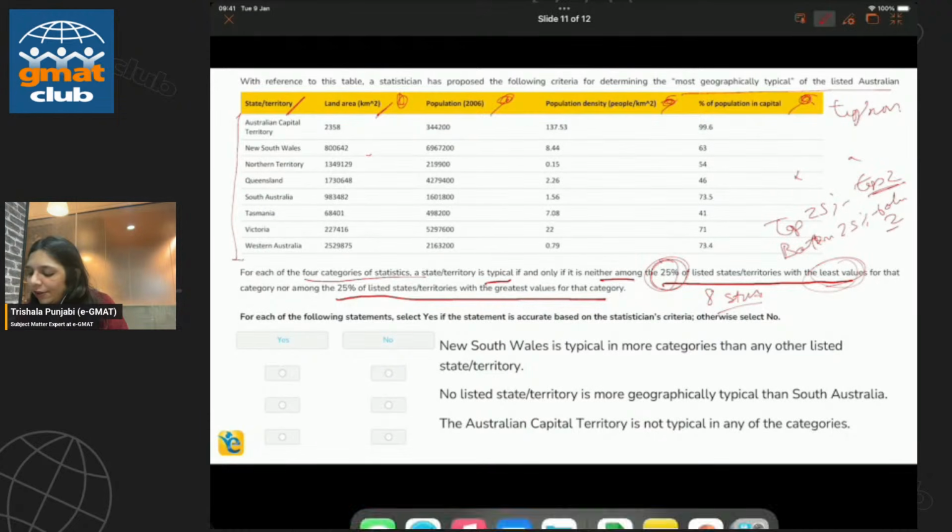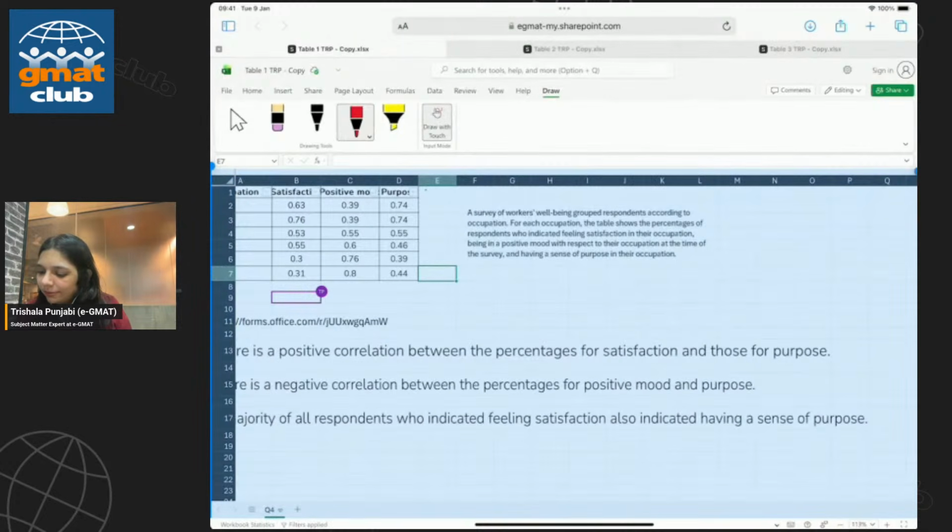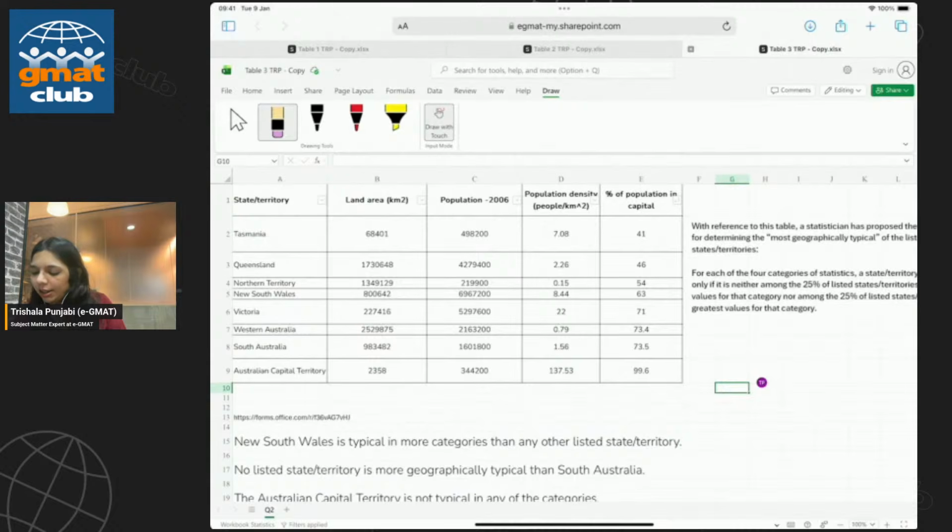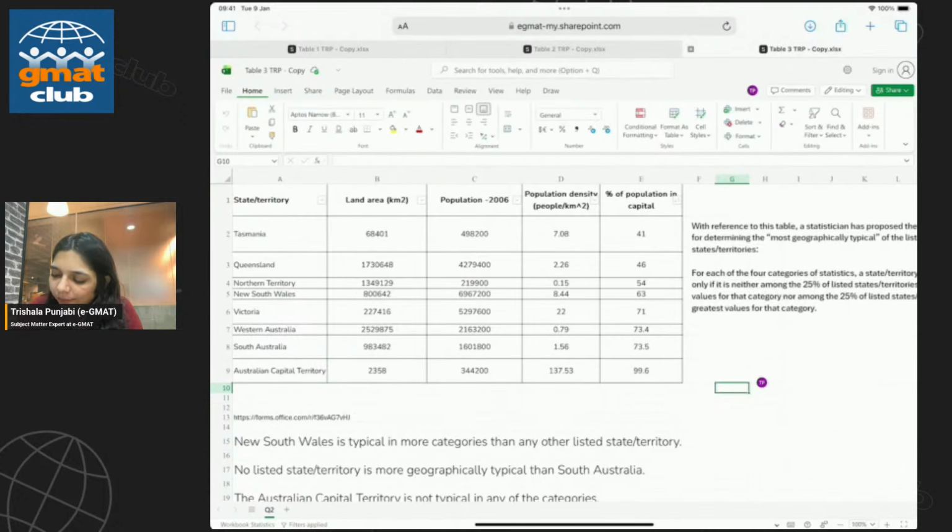Okay. So if we look at sorting it, let us sort based on land area. Why is it not sorting? Give me a second, guys.